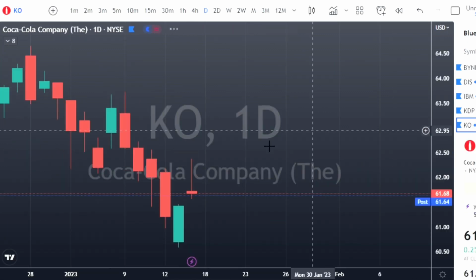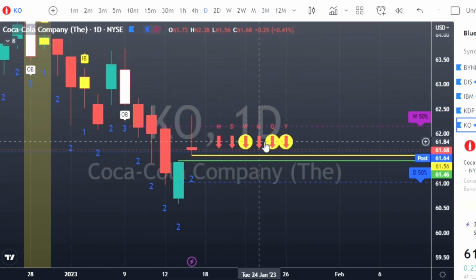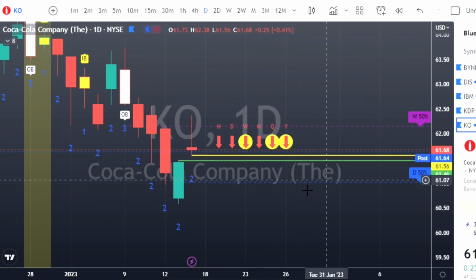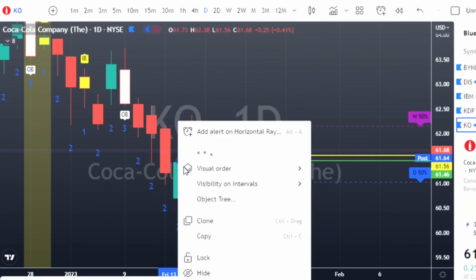Coca-Cola, another pop company, 2 up, finished red. This is a hammer candle. We've got full time frame on our side. We're going to look for puts at 61.56. And guys, you notice this target right here. Normally that target is at the bottom of the candle when we're trending to the downside.